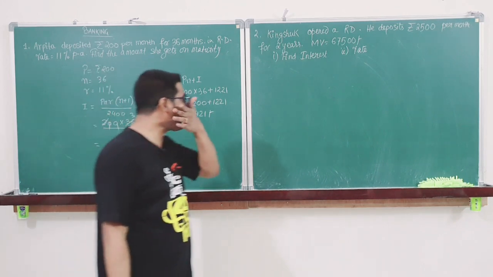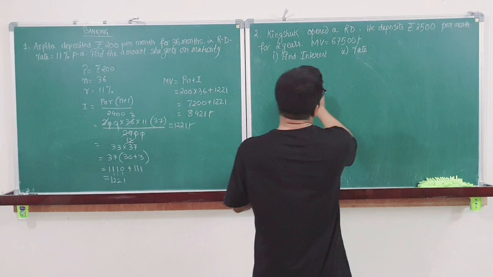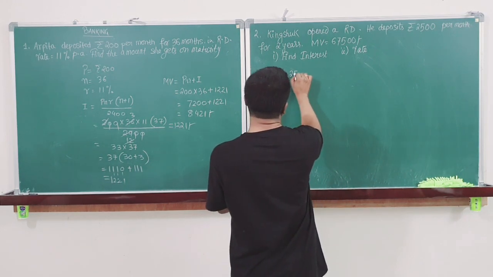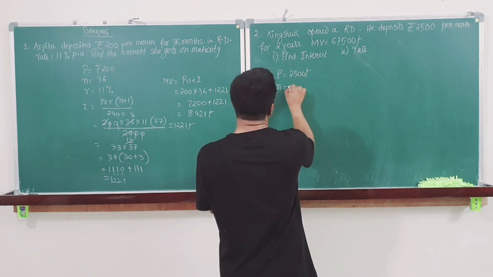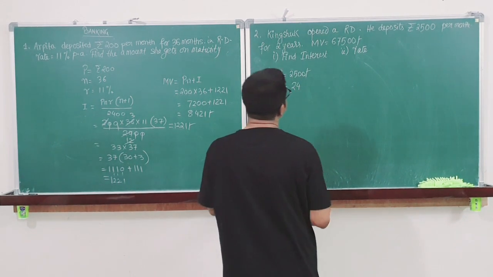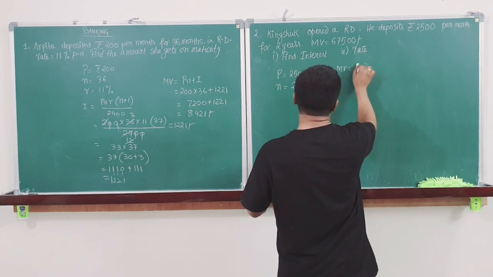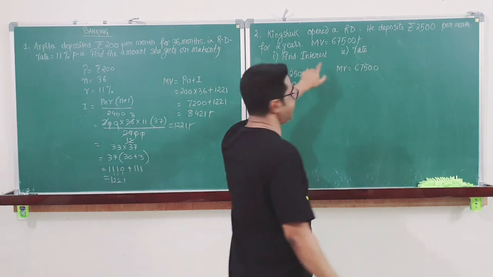Done. Coming to the next problem. Again RD. Here P is equal to 2500, N is equal to 24 months, maturity value is equal to 67,500. I have to first calculate the interest.